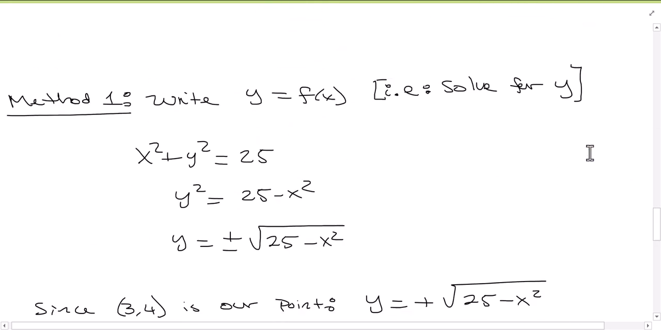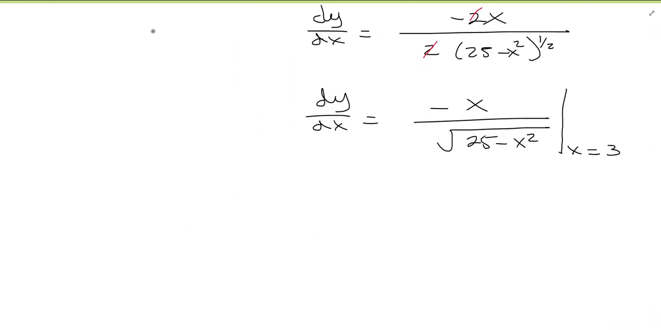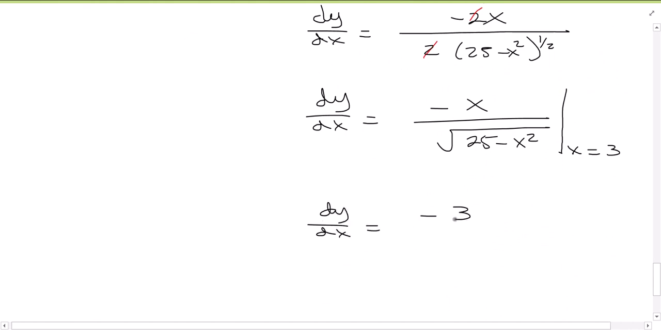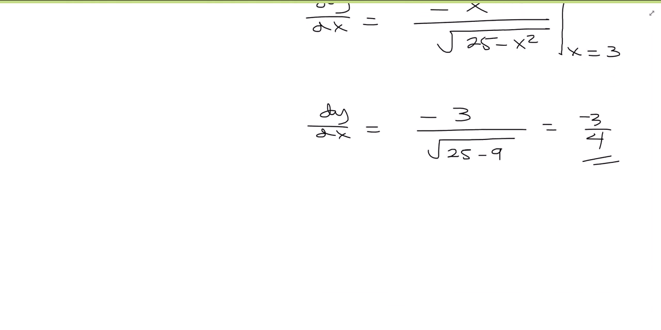So what is the slope? Plug in 3 in here and we'll have our slope. So dy/dx is negative 3 over the square root of 25 minus 3 squared, which is 9. So negative 3/4 is our slope, right? 25 minus 9 is 16. Square root of 16 is 4. So that's our slope. So now we can finish the equation of our line.